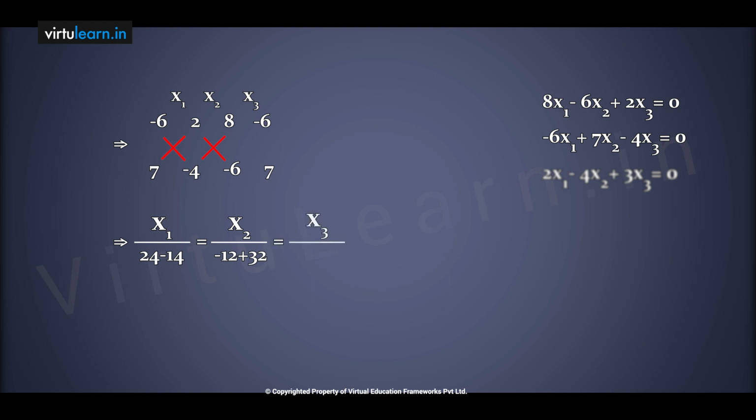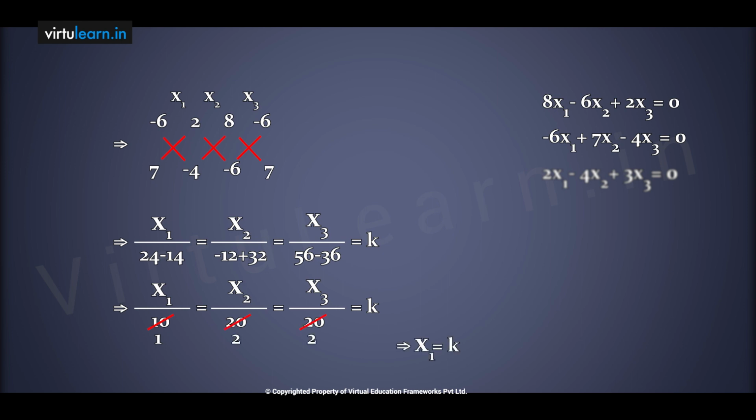equals x3 by 8 sevens are 56. This is minus 6 into minus 6 plus 36, minus 56 minus 36, equals k. Now x1 by 10 equals x2 by 20 minus 12 plus 32, 20, equals x3 by 20, equals k. 10 ones are 10, you cancel here, 10 twos are 20, 10 twos are 20. x1 equals k, finally x2 equals 2k and x3 equals 2k.